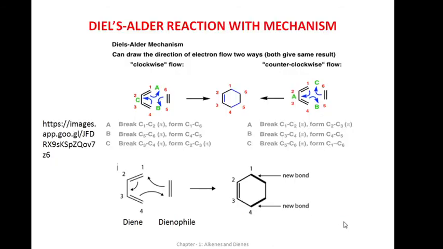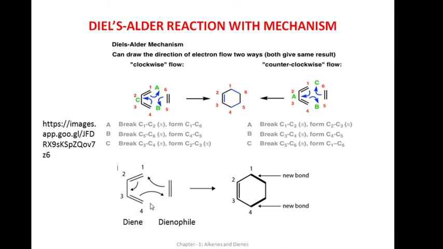Okay. Let us move on to the next part, that is Diels-Alder reaction. Diels-Alder reaction is a concerted reaction. What are concerted reactions? Concerted reactions are reactions which occur in only one step. Single step reactions are called concerted reactions. Here you have two things: one is a diene and another one is a dienophile.